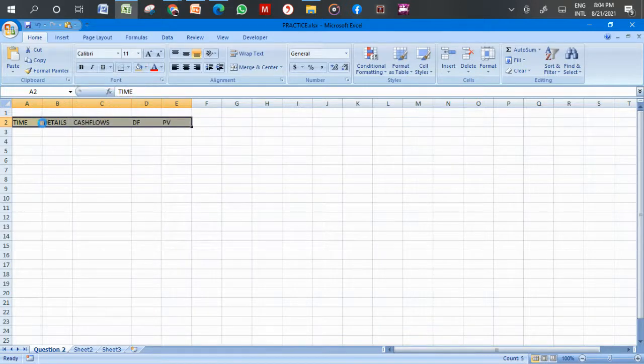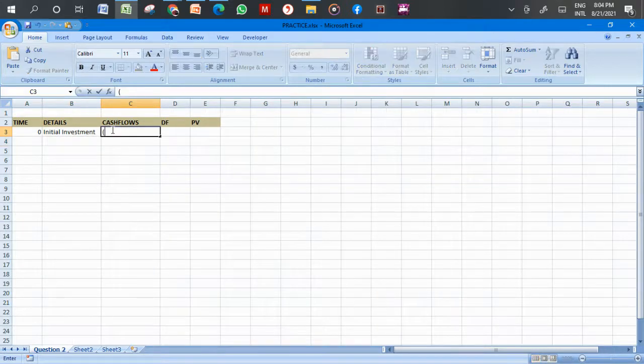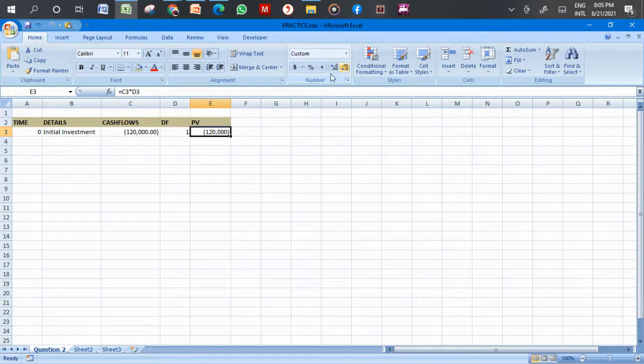We use this table to calculate the present values. The first cash flow, made in year 0, will be the initial investment. So the initial investment is negative 120 because it's an outflow. The discount factor is always 1 because it's year 0. The present value will be multiplied by 1, so it's still 120,000.